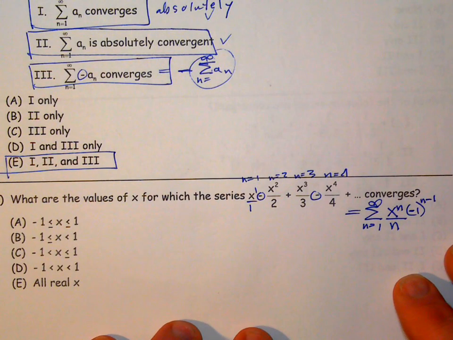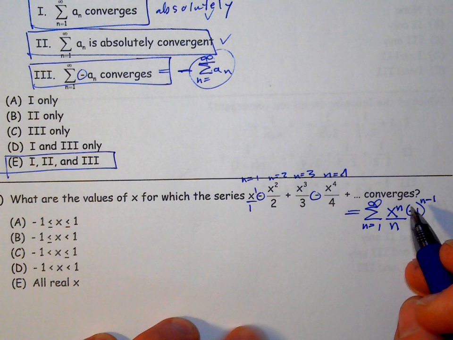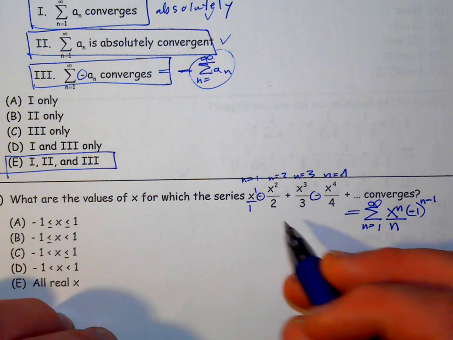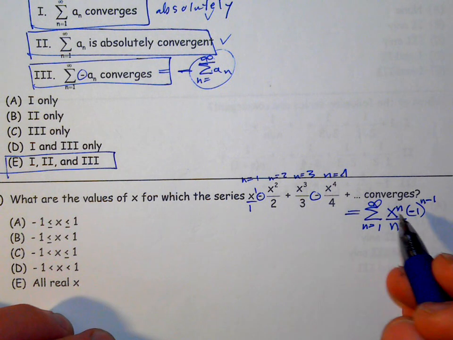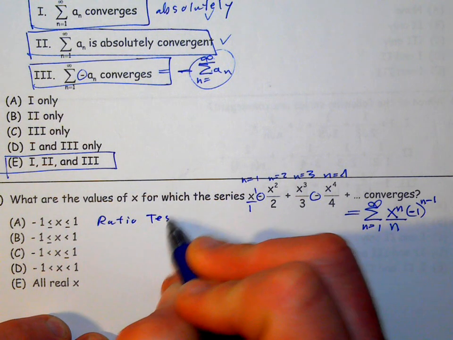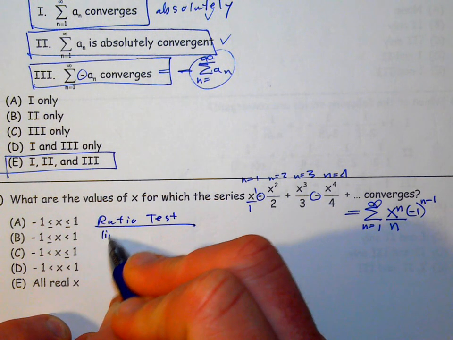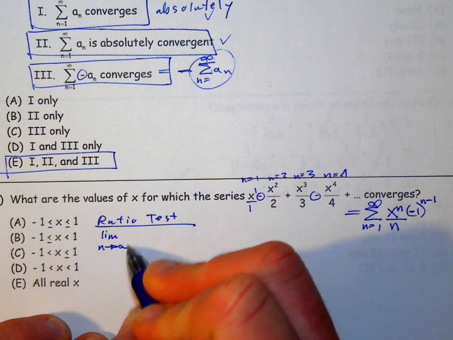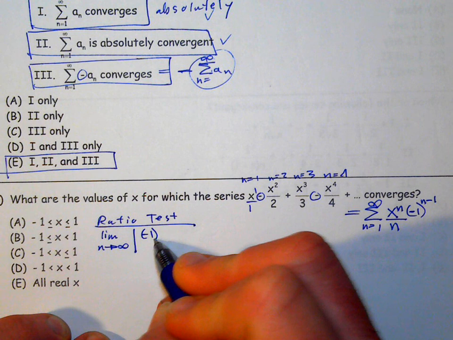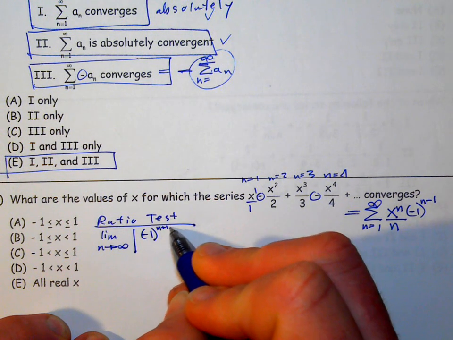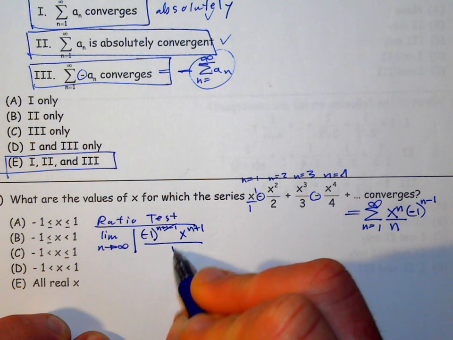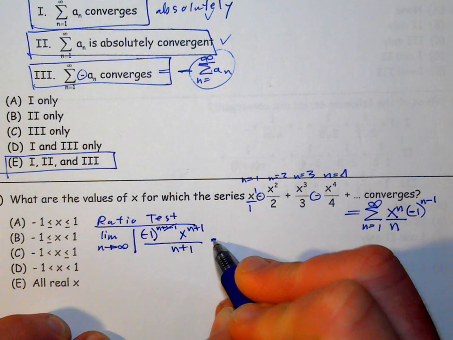So that is our general form, and that's what we usually use when we want to find the interval of convergence. This isn't a geometric series, so we can't talk about an R value. We do the ratio test, and that involves taking the limit as n goes to infinity of the absolute value of the n plus 1 term divided by the nth term.